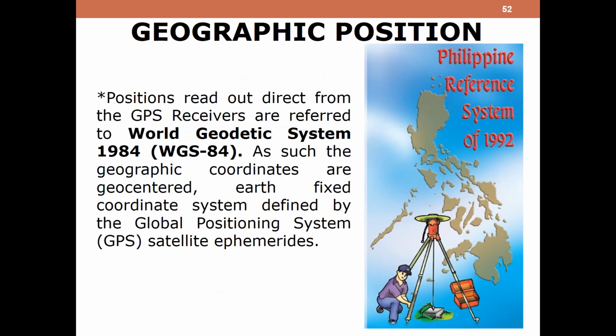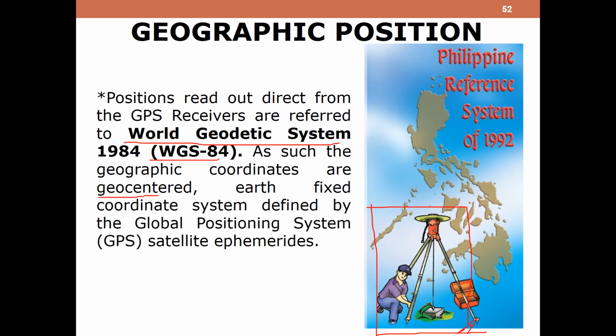Positions read out directly from GPS receivers are referred to as the World Geodetic System of 1994. As such, the geographic coordinates are a geocentered, Earth-fixed coordinate system defined by the global positioning satellite ephemeris. So when you use GPS or GNSS receivers, your coordinates are already based on WGS 84.